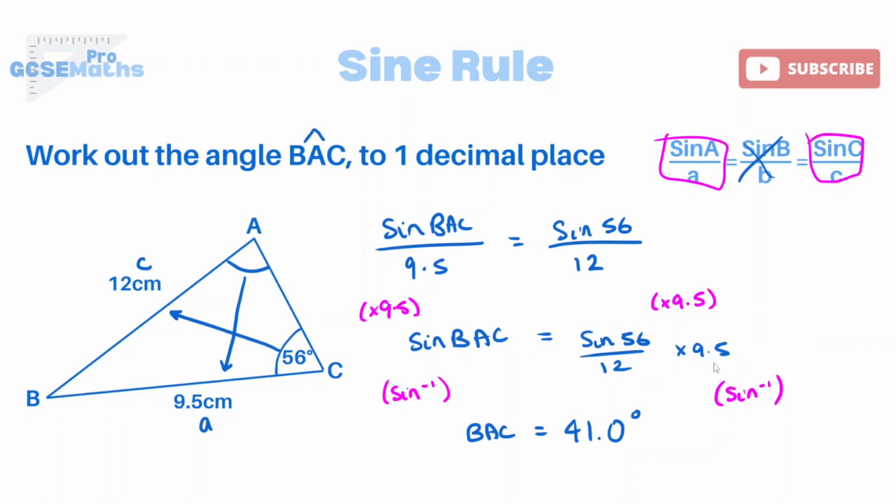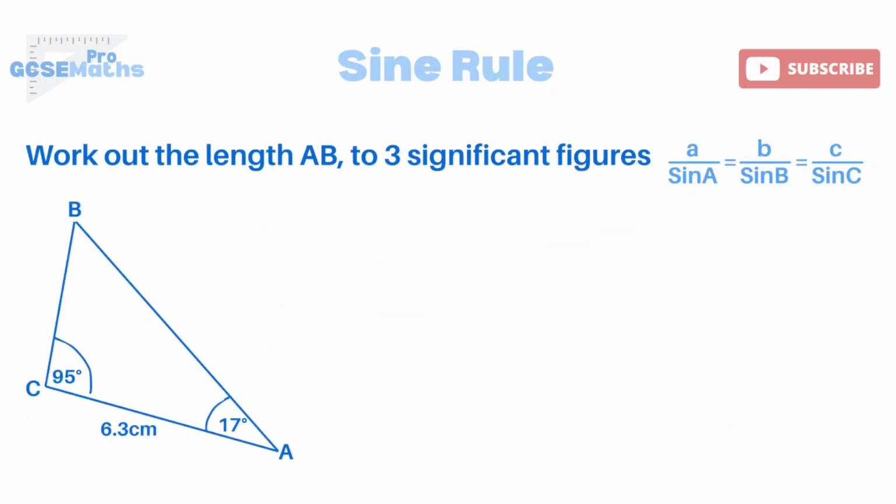Just remember to look at your answer and go, does that seem reasonable? Does 0.65 degrees seem reasonable? Clearly not. So we need to do something extra. Otherwise, the method is basically exactly the same. Okay, let's have a look at another one.